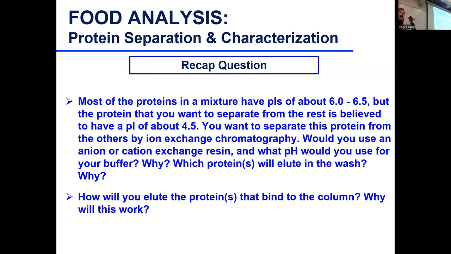At any pH higher than the isoelectric point, your protein is negatively charged. So now my desired protein at this pH is negatively charged. The other proteins, because pH 5 or 5.5 is lower than their isoelectric point, will be positively charged.